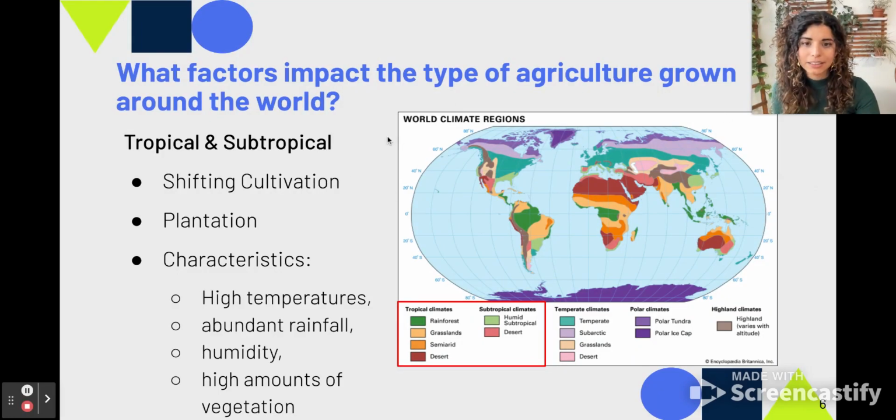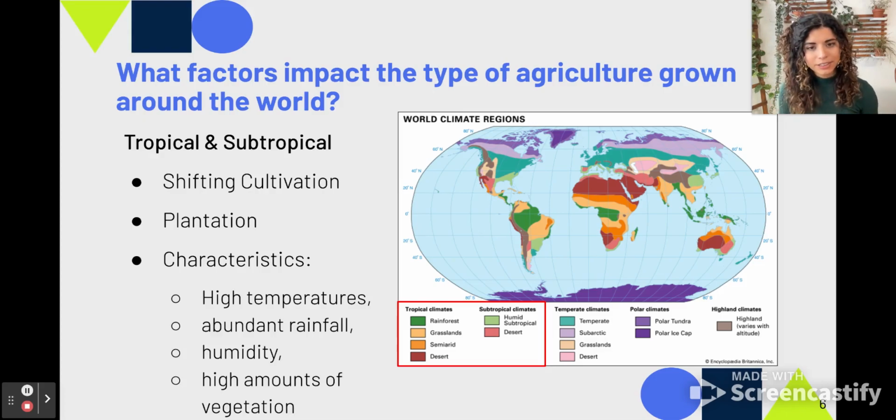So we have tropical and subtropical, and you can see those here in different areas of the world. Those we see typically around the equator. So the practices that we see commonly within tropical and subtropical zones is something called shifting cultivation. We'll go into that in a little bit more detail, but essentially shifting the agriculture of that particular plot of land. We also see plantation agriculture as well, especially some that's maybe tied to some not pleasant history, right?